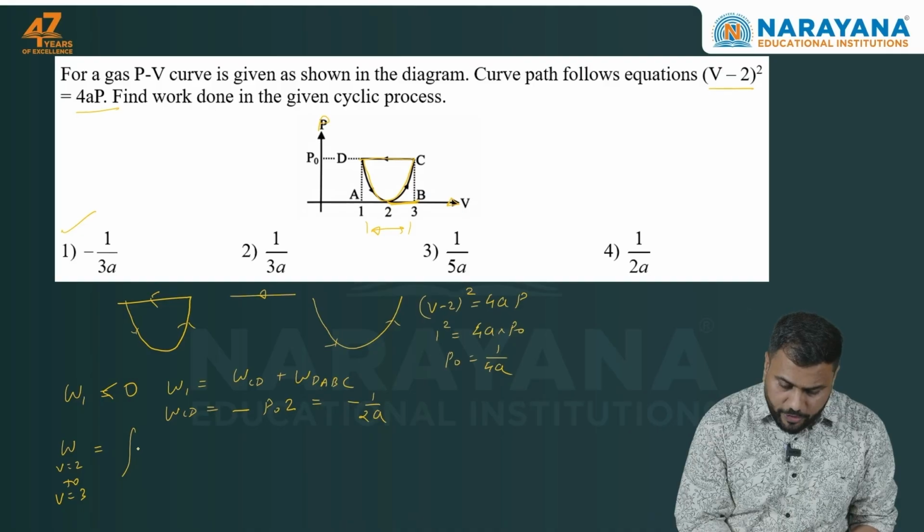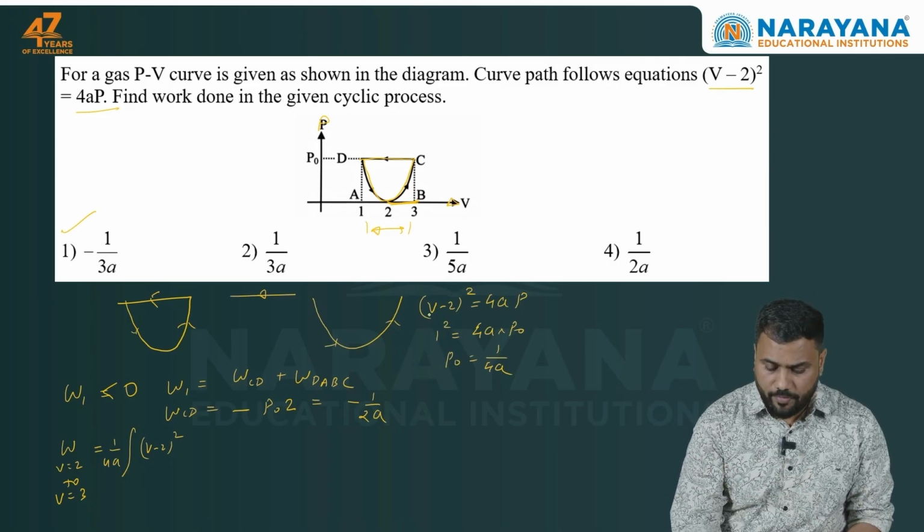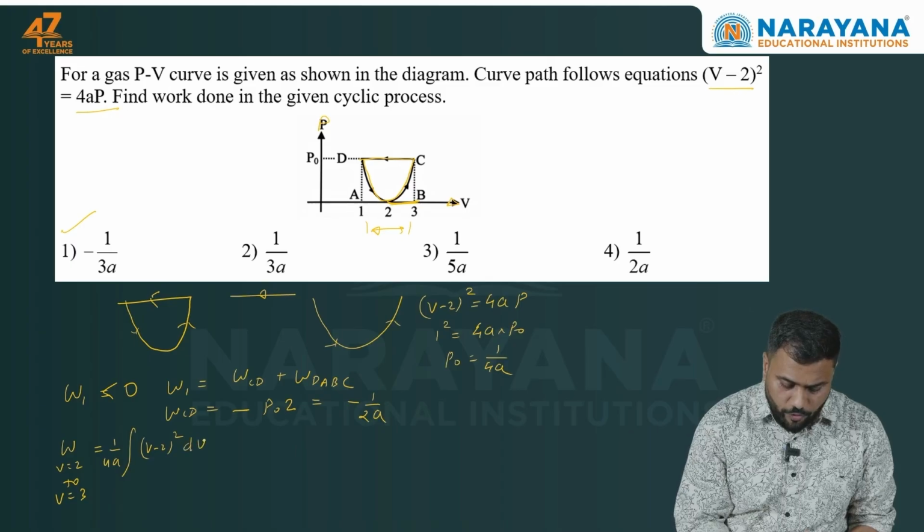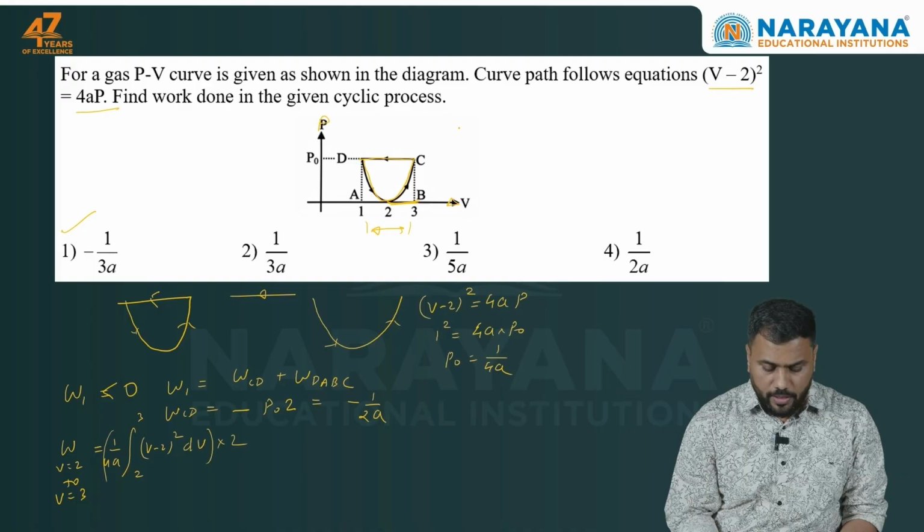P by the given equation is given by 1 by 4A, I am taking common, V minus 2 whole square. So if I take 4A in the denominator, P is V minus 2 whole square by 4A into dV. And volume I am integrating from 2 to 3. And then I am going to double this to calculate the total work done in this total parabolic region.